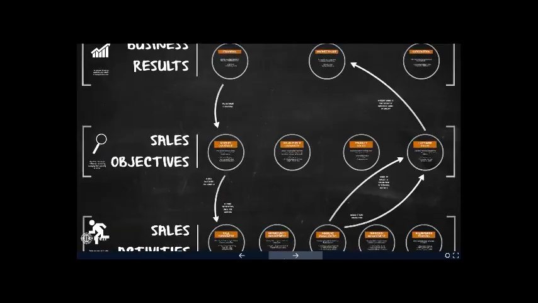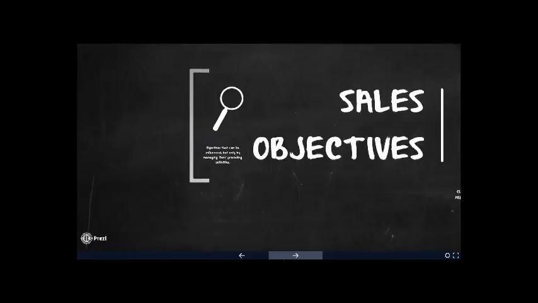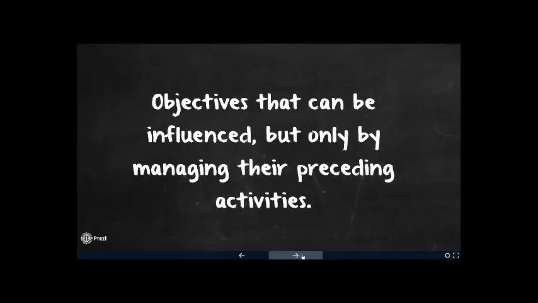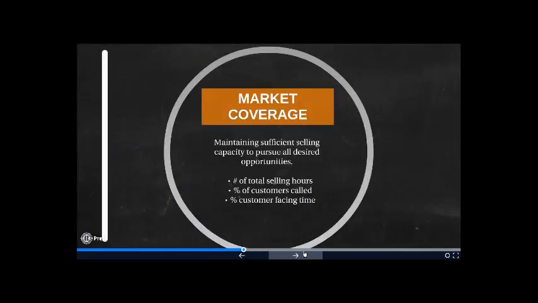The next layer of data was known as sales objectives. These were described as objectives that can be influenced but only by managing their preceding activities that we've just looked at. So one of these objectives was market coverage, which could be described as maintaining sufficient selling capacity to pursue all desired opportunities. This could include metrics such as number of total selling hours, percentage of customers called, and percentage of customer facing time.